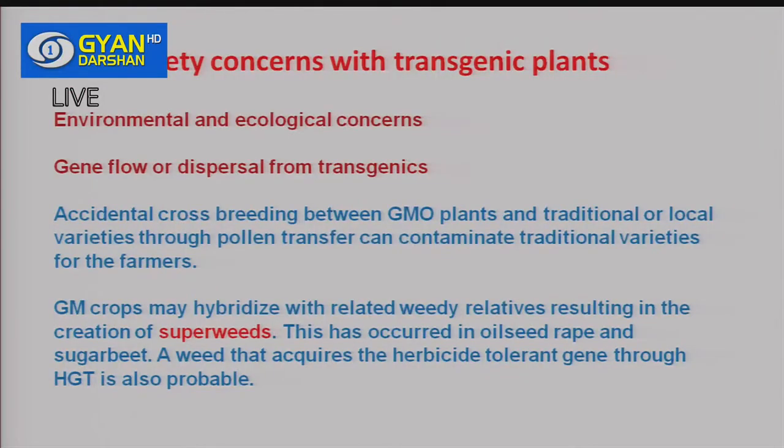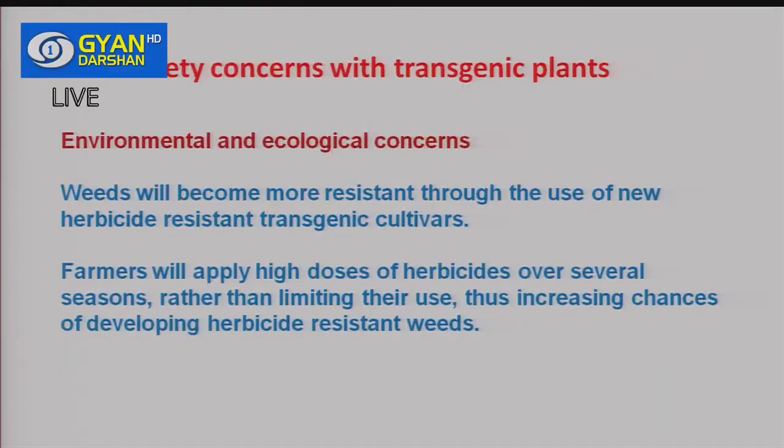Another point is the creation of superweeds. Superweeds means if the GM crops hybridize with certain weedy relatives. Supposing in the agricultural field we also have weeds, and if the crops hybridize with the weedy relatives, then it might lead to the creation of superweeds. And in order to eliminate the superweeds, farmers might have to use more and more high doses of herbicides, mostly herbicides, not pesticides, because pesticides are meant mostly for insect pests. So that will be an indirect way of contaminating the environment.